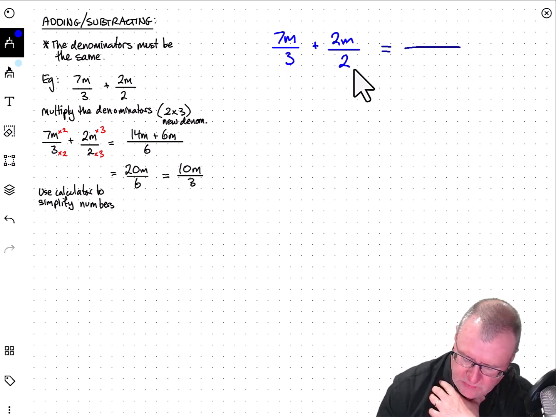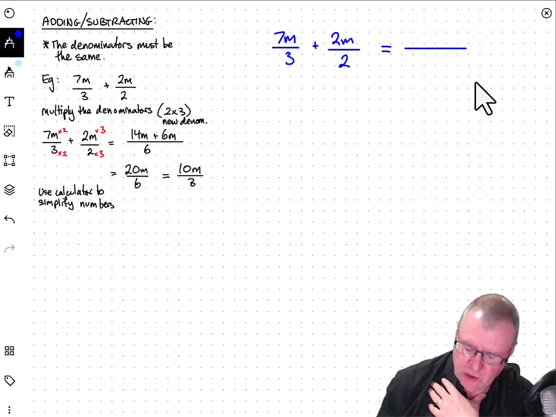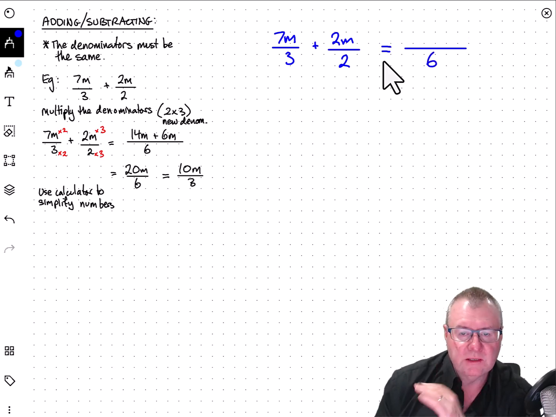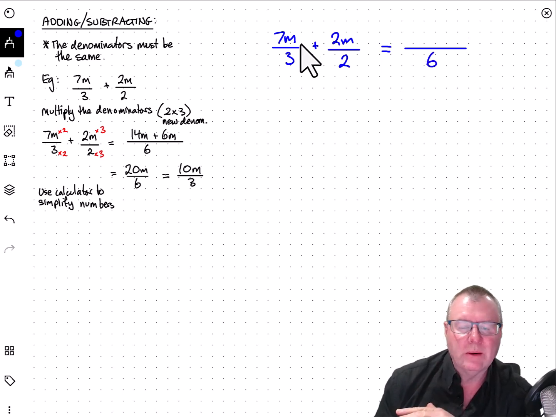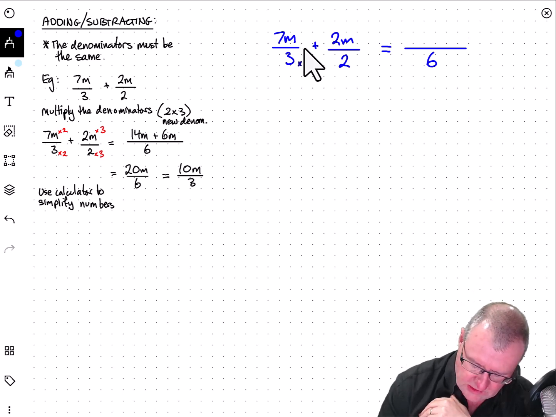So here's the way I like to approach it. I'm going to multiply the two denominators to get my new denominator, which is going to be a 6. 3 times 2 is 6. All right, the denominators are sorted. Now we've just got to modify the numerators. What did I do to these numbers to make them equal to 6?